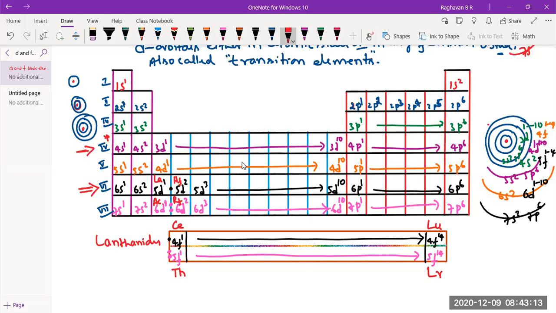Okay, next 5F1 to 14. These are the F block elements where 5F1 to 14 orbital is filled. These 14 elements which are kept after actinium are called actinides, or actinoids; they say lanthanoids too, no problem. So actinides are basically from the seventh period. Correct? Lanthanides are basically from the sixth period.